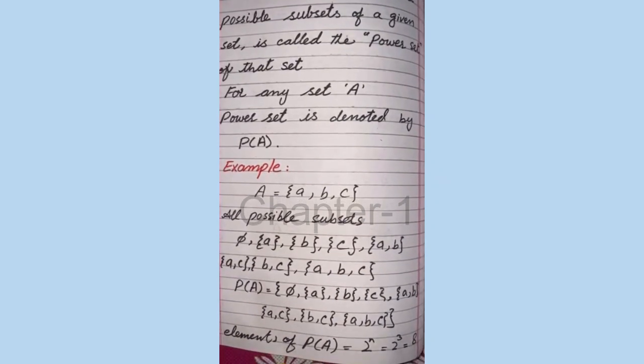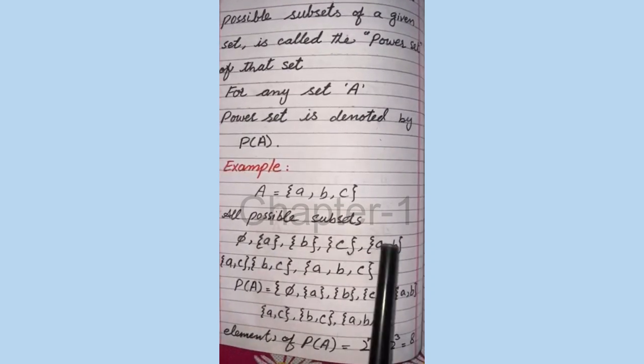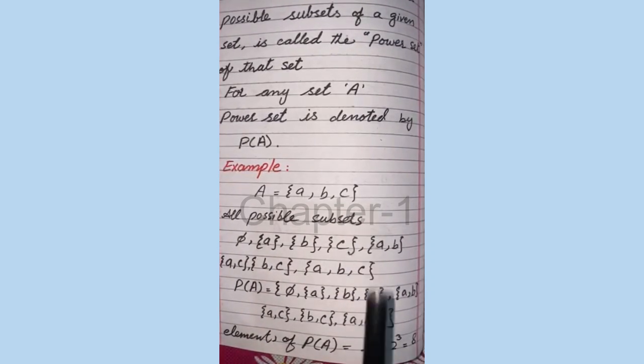What is a power set? Power set contains all the subsets, all the possible subsets of the given set A. To find out the number of elements of the power set, we have a formula, that is 2 raised to power n. Number of elements of power set of A equals 2 raised to power n, where n is the number of the elements of the given set.